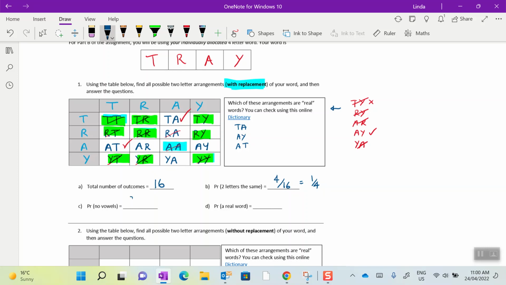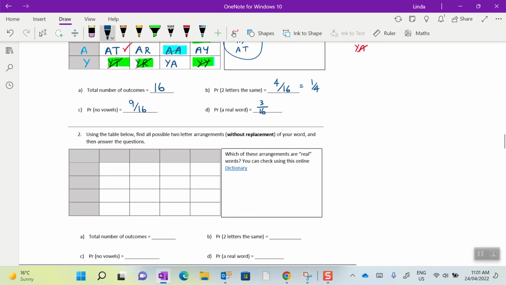So I have 9 out of 16, and that cannot be simplified, so I just leave it as 9 out of 16. The probability that it's a real word, well, I've counted up my real words, there's 3 of them, so the probability that it's a real word is 3 out of 16. Try this now with your 4-letter word.